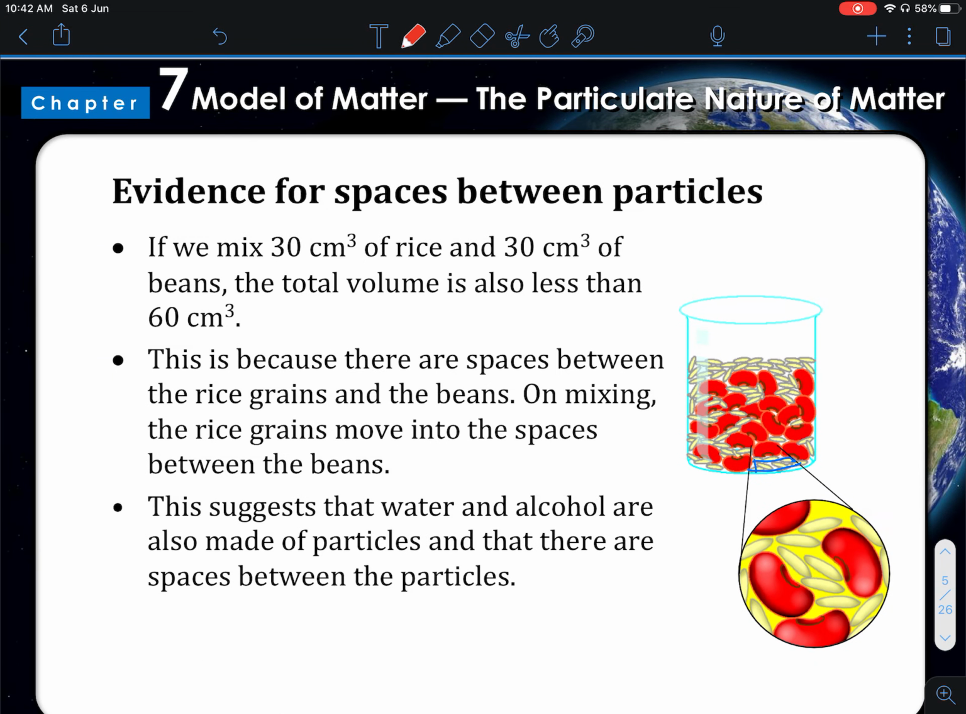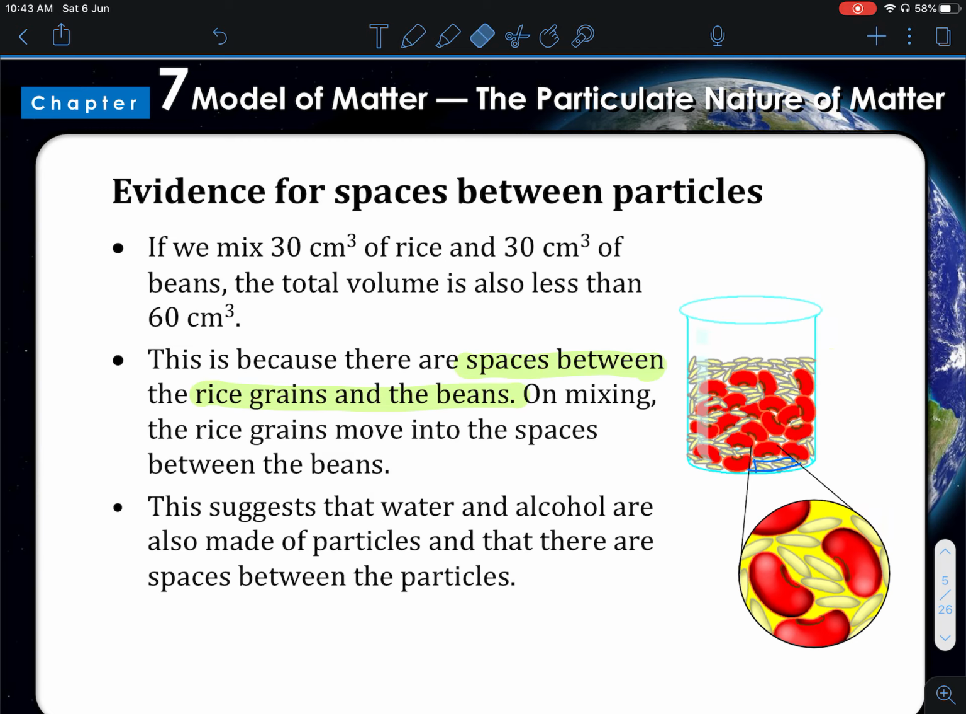Now, evidence for space between particles. If we do another one, which you can try at home, you take a small container, a cup maybe, you throw in beans, then you throw in the rice grains. All these rice grains are able to fit into the spaces between the beans. And through mixing, you still retain more or less the same height, or maybe slightly higher, but the volume will be the same.